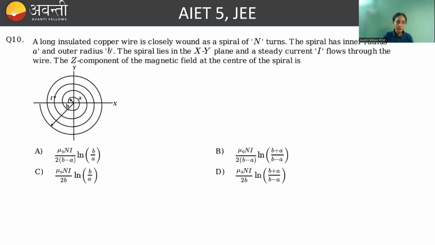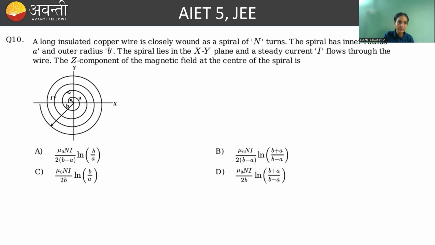So now let's move on to this question. There is a long insulated copper wire that is closely wound as a spiral of n turns. The spiral has inner radius A and outer radius B, lies in the XY plane, and current I flows through the wire.